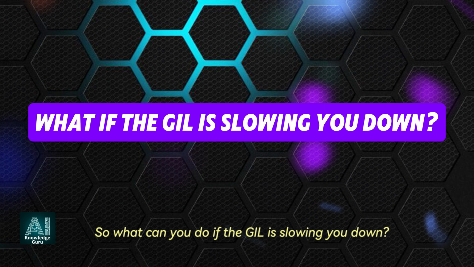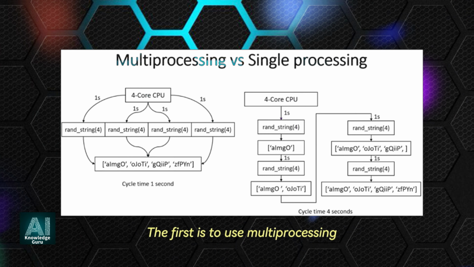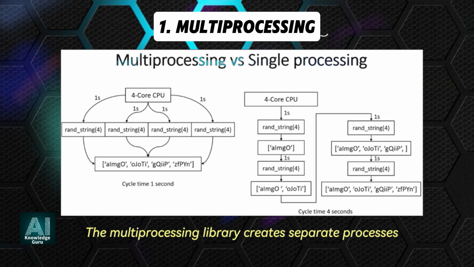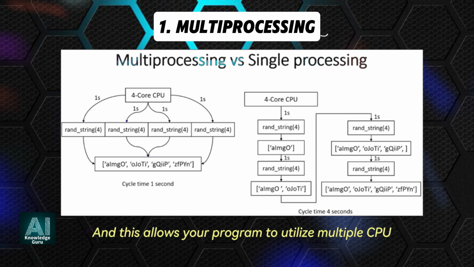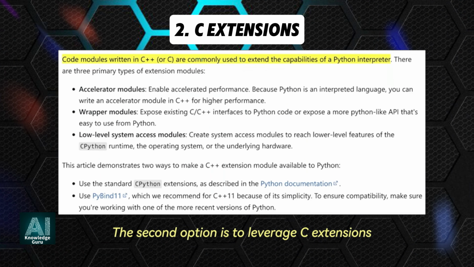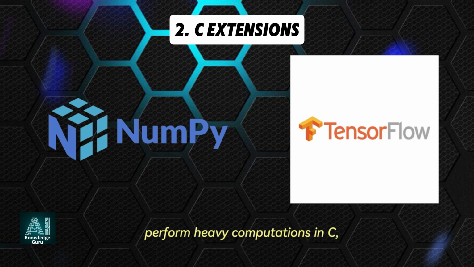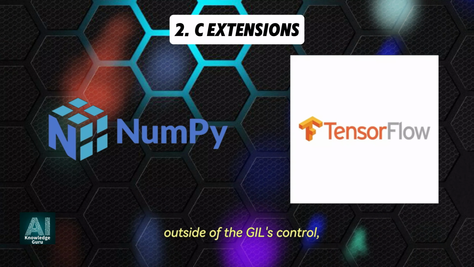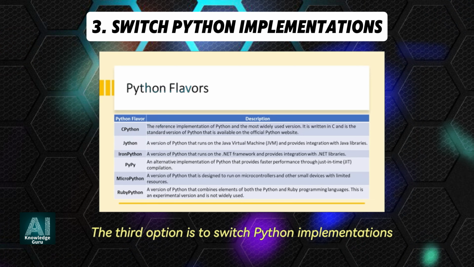So what can you do if the GIL is slowing you down? Here are a few options. The first is to use multiprocessing. The multiprocessing library creates separate processes instead of threads, each with its own GIL, and this allows your program to utilize multiple CPU cores. The second option is to leverage C extensions. Libraries like NumPy or TensorFlow perform heavy computations in C outside of the GIL's control, so they can achieve true parallelism.